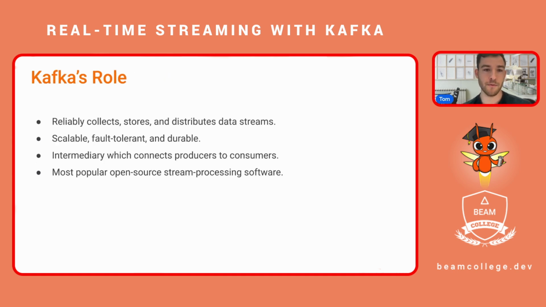Kafka plays a crucial role in modern data architectures. It reliably collects, stores, and distributes data streams. It's known for being scalable, fault-tolerant, and durable. Think of Kafka as the intermediary that efficiently connects producers of data to consumers who need that data. In fact, it's one of the most popular open-source stream processing software available today.